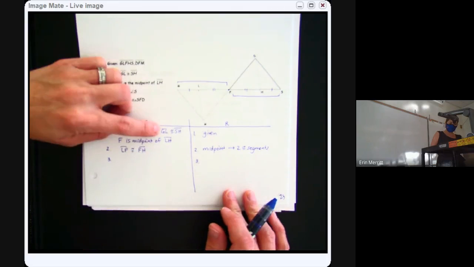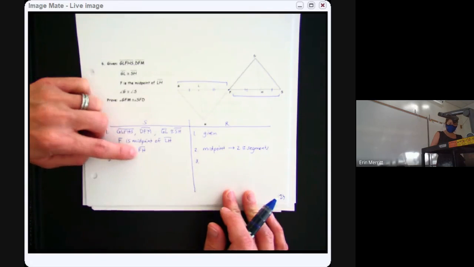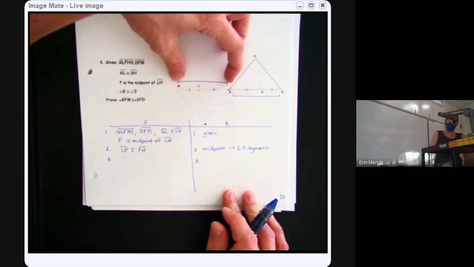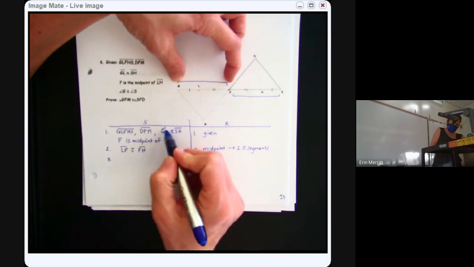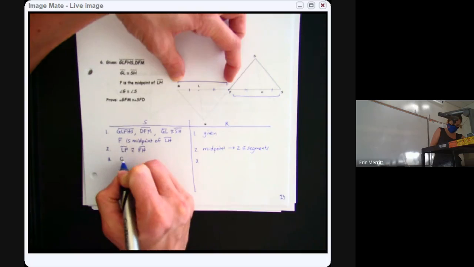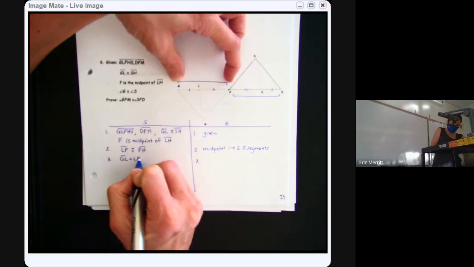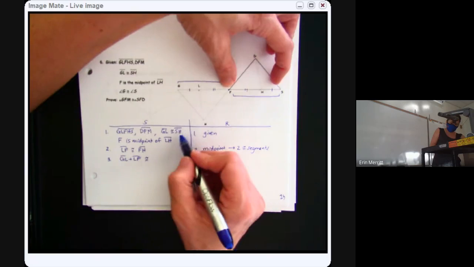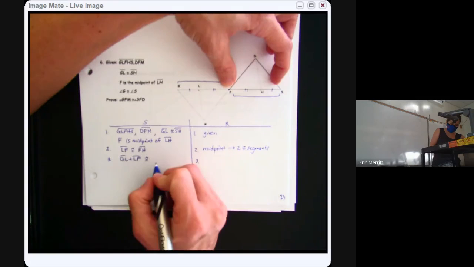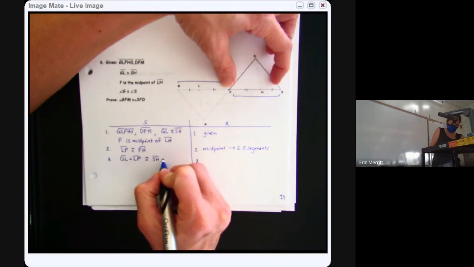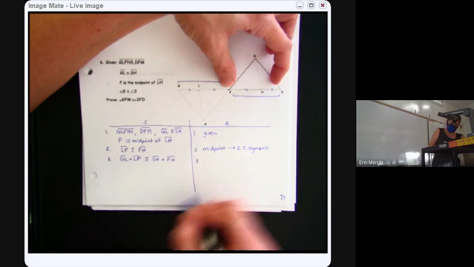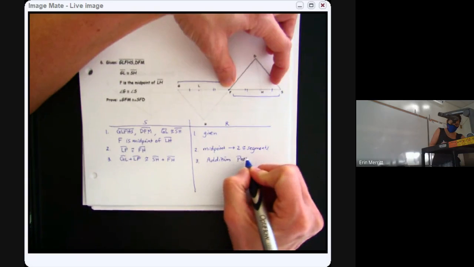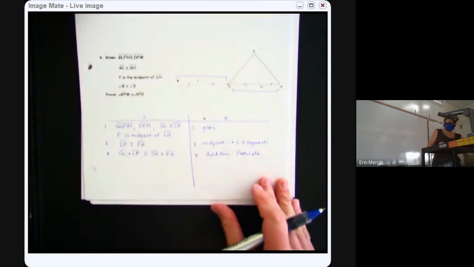So I've got GL and SH here, LF and FH there. Think about the parts you need to add. GL and LF are going to give you that whole segment. So it's the first thing in each of my statements here. So GL plus LF is going to be congruent to, if I add these guys together, SH and then FH. And that is my addition postulate.